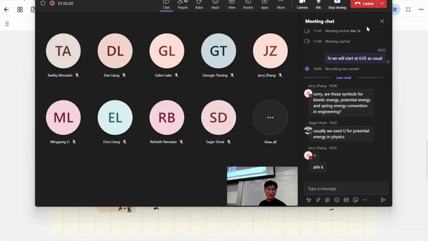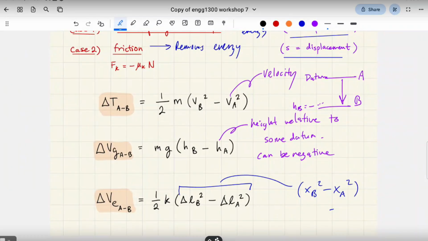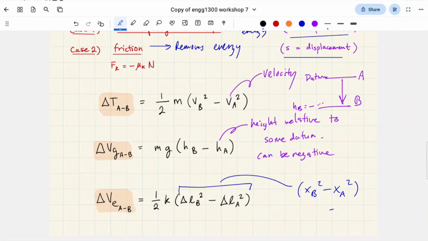U for potential energy in physics, yeah, like gravitational potential energy for an astronaut above planet Earth or something. I think you see U. I'm not sure what the convention is, to be honest. Okay, so we'll move on to quizzes.